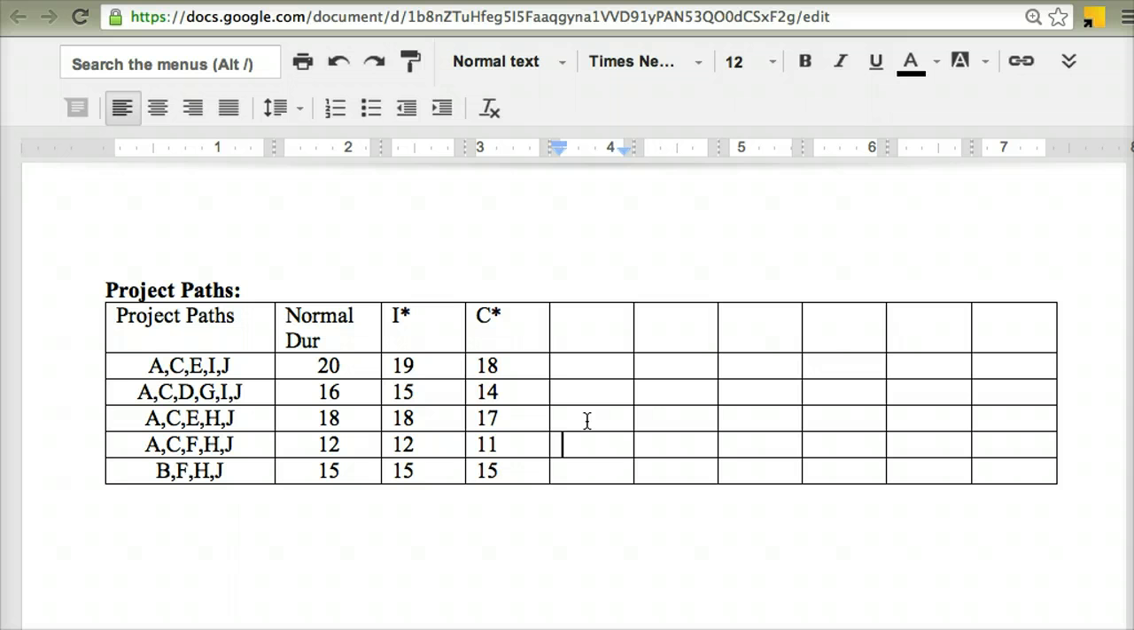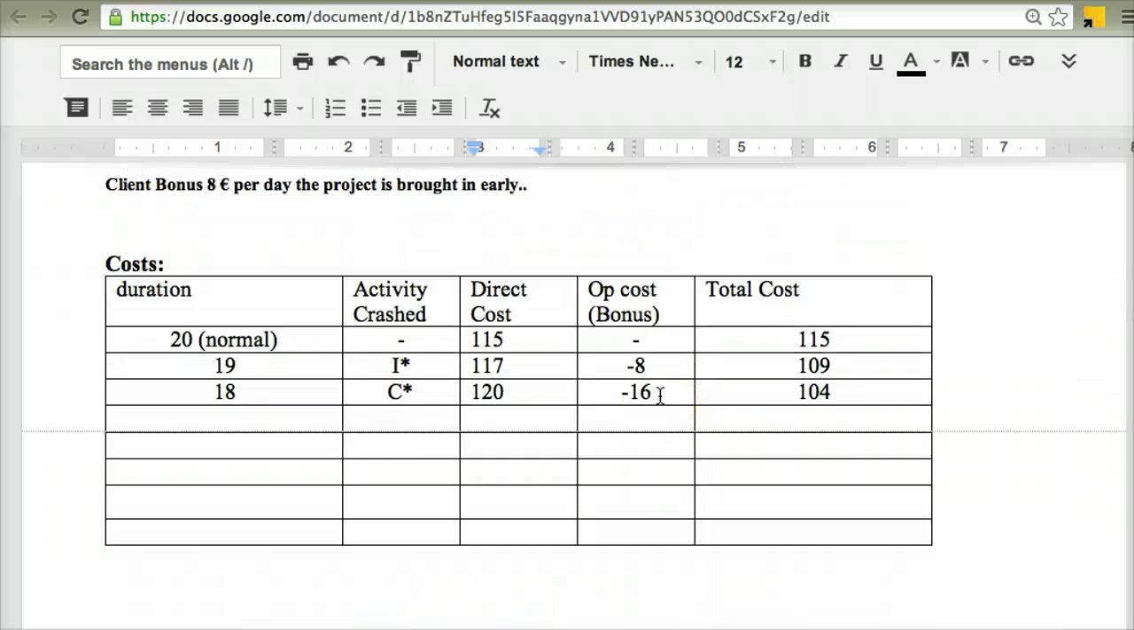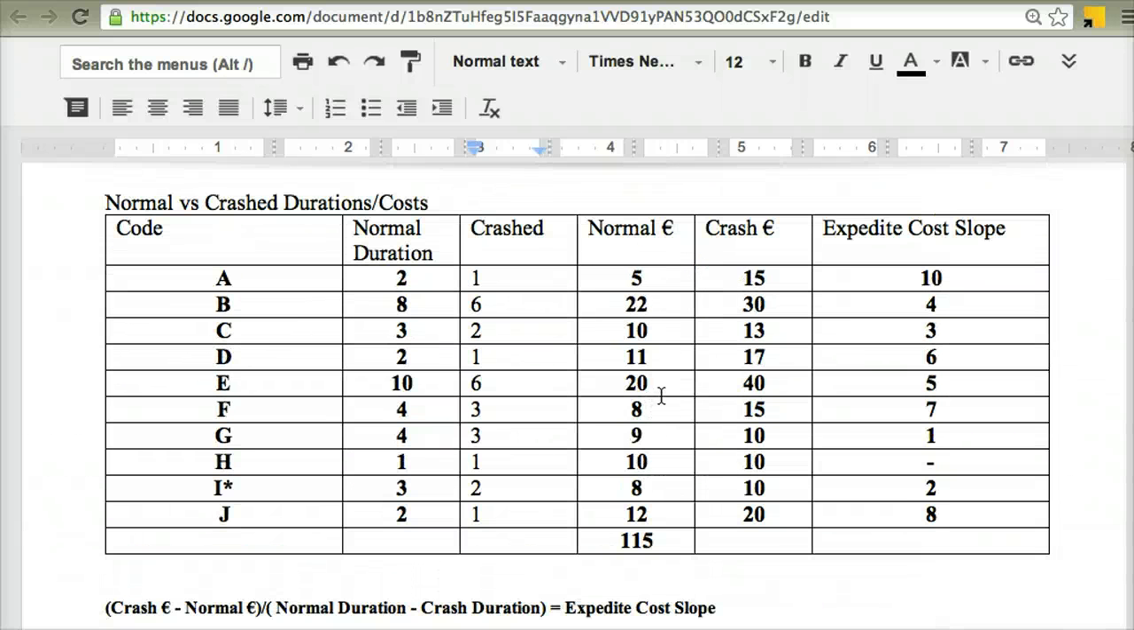We can still see that the critical path structure is still the same, that path here at the top still has the longest duration, A, C, E, I, and J, so it is still the critical path. Now I'm going to move back up and pick out my next best activity that I can crash. Activity C is now maxed out, so I'm going to put an asterisk beside that. And so A, C, E, I, and J were the activities that were on the critical path.